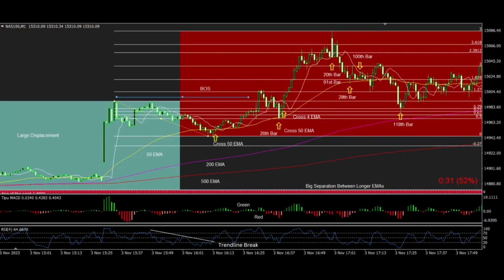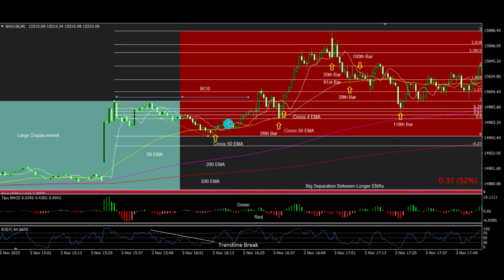In this example, we see a large displacement. Then price moves back in for a retracement. And we see a big separation between our EMAs. Price closes below the 50 EMA. It crosses back above the 50 EMA and the 4 EMA. And you could have entered right here because there is a break of structure.